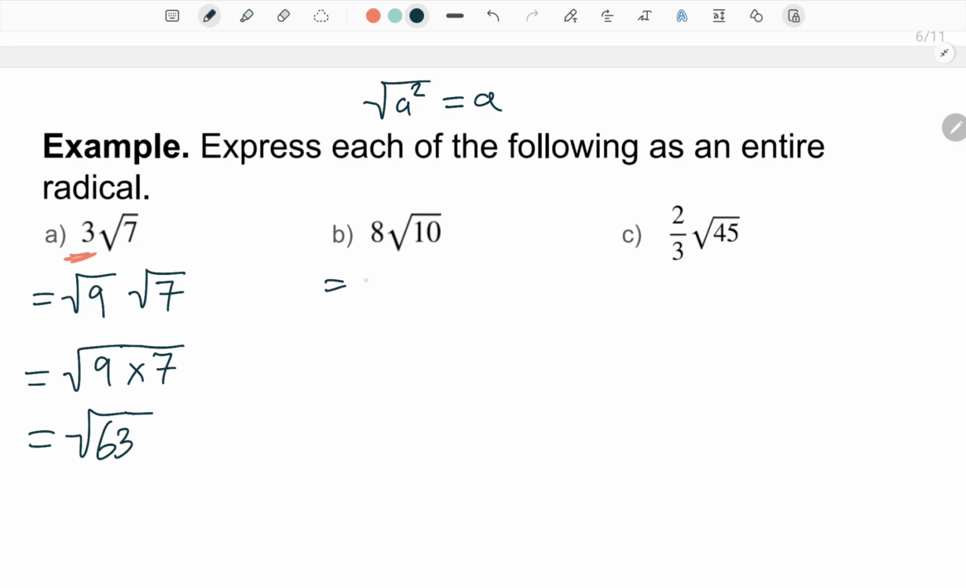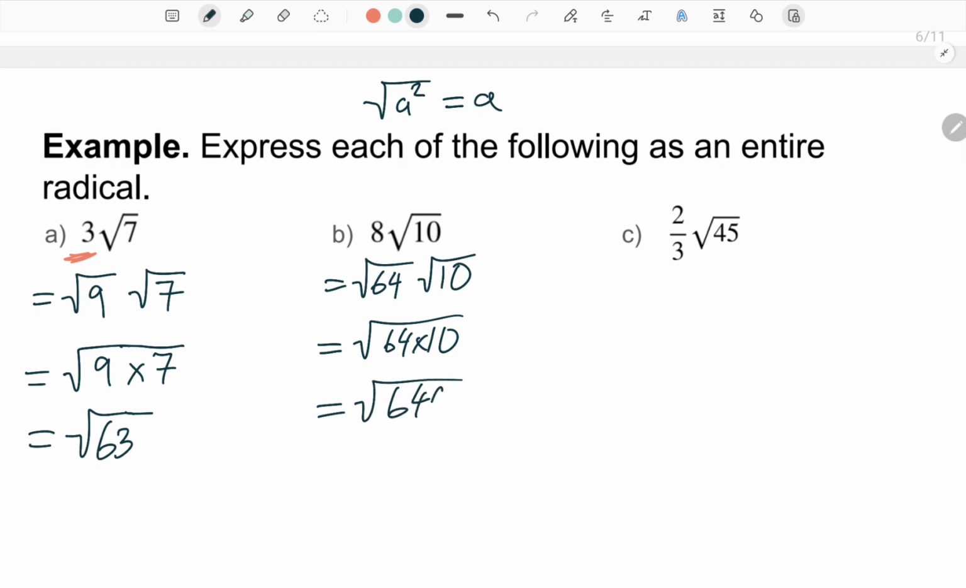So we've 8 root 10. So what square root gives us 8? Well, 64. The square root of 64 gives us 8. And again, you could have gotten that by doing 8 squared. We now just need to multiply those two numbers, because we're multiplying the two separate radicals, which will lead to, well, 640. And there we have it. That is the entire radical.